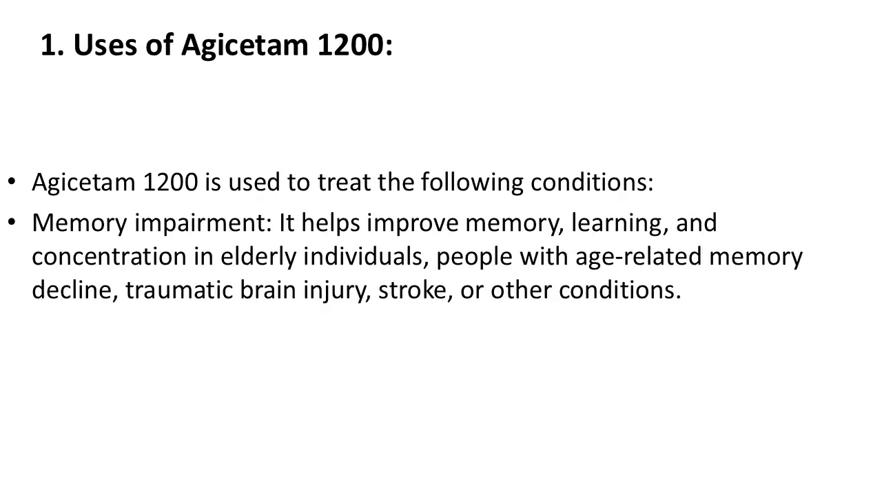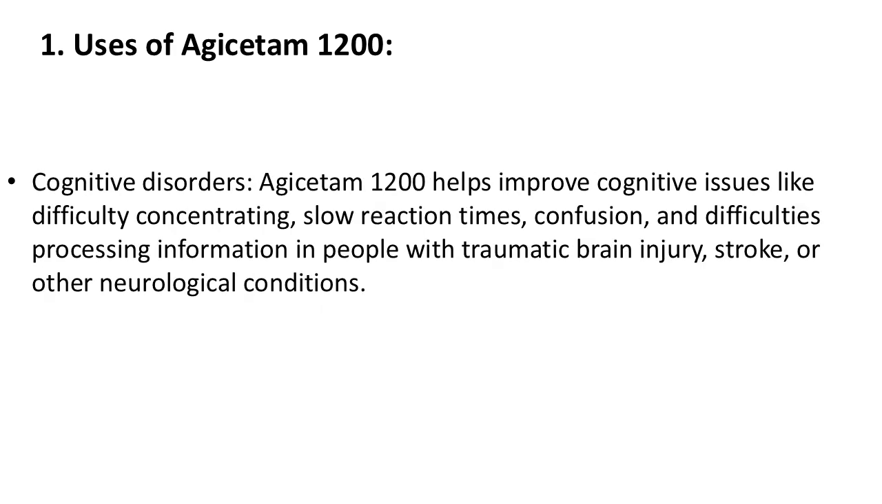1. Uses of Agicetam 1200. Agicetam 1200 is used to treat the following conditions. Memory impairment. It helps improve memory, learning, and concentration in elderly individuals, people with age-related memory decline, traumatic brain injury, stroke, or other conditions.